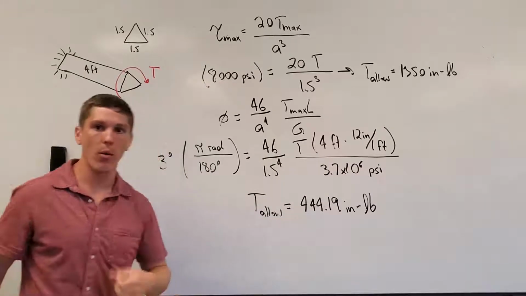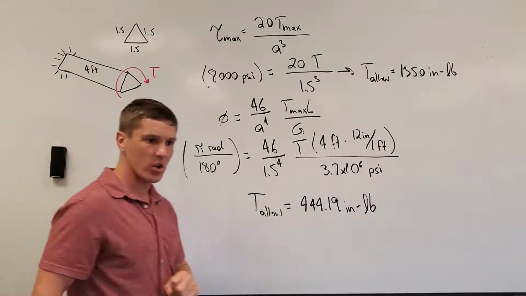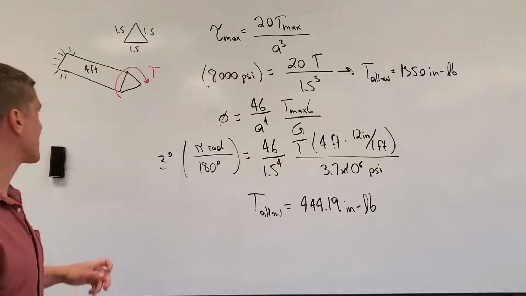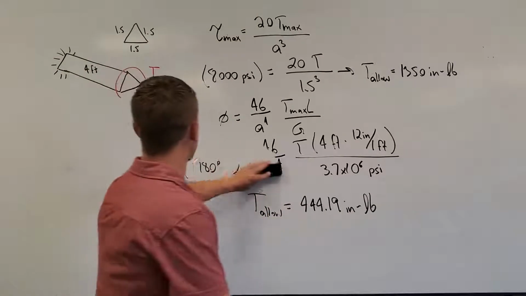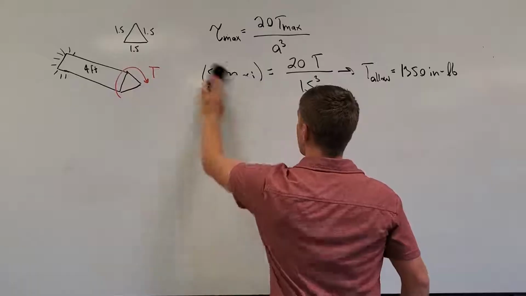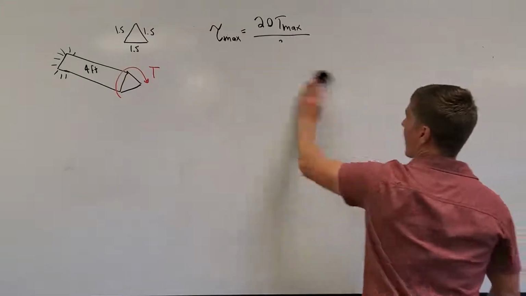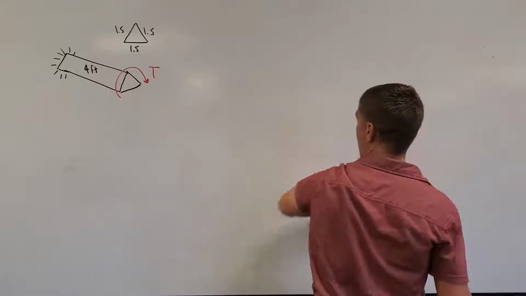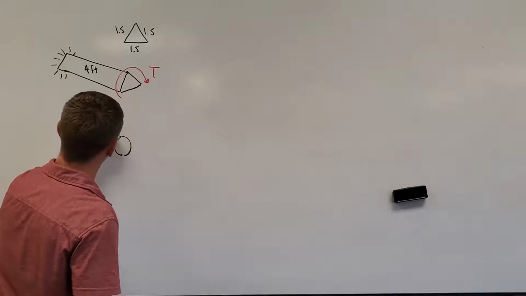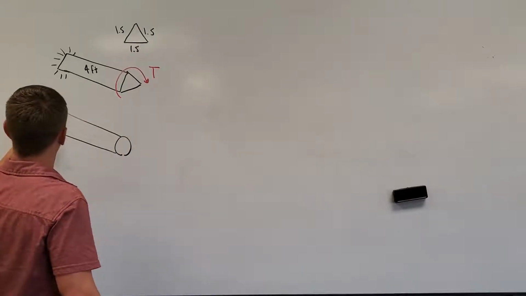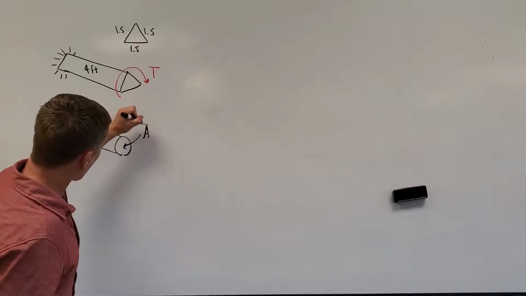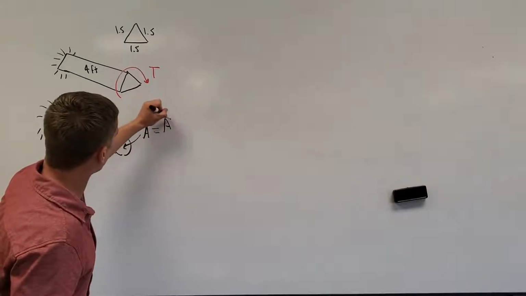Now, the second part of the problem asked us to then compare this to a circular shaft that uses the same amount of material. So if I want a circular shaft that uses the same amount of material as this triangular shaft, it's going to have the same cross-sectional area. So that means I'm going to have a 4-foot-long circular shaft that once again is fixed down on this end, but this area has to be equal to this area.